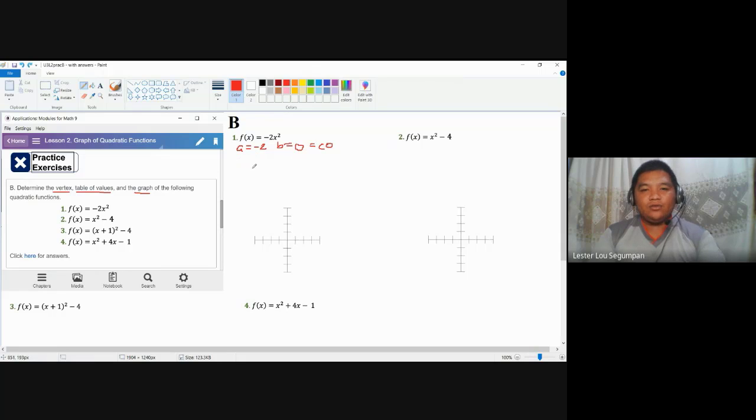I may need to push this down a little bit lower. Okay, so we need to get the vertex first.